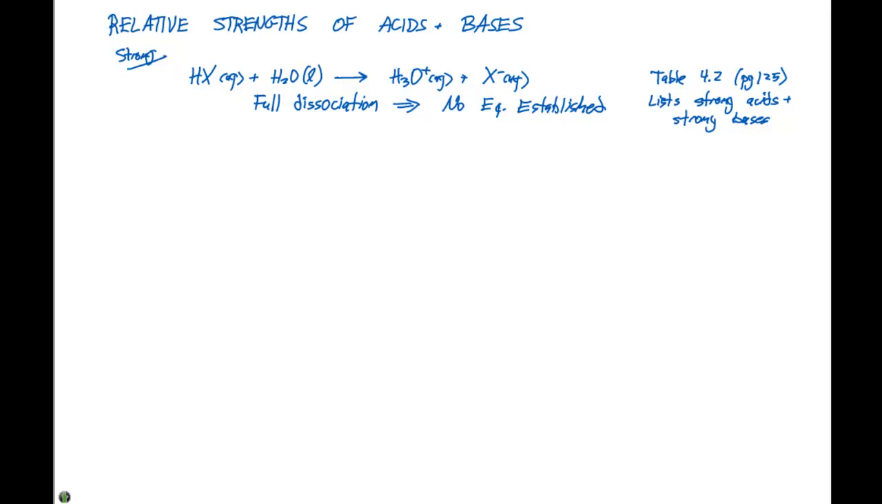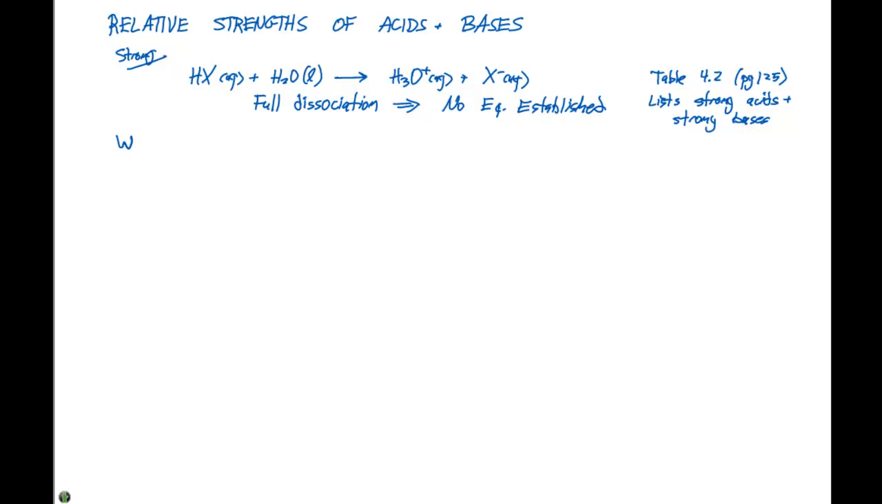So now let's look at how we would examine the relative strengths of acids and bases. For a strong acid, it's fairly easy. We have HX plus H2O liquid giving a full dissociation, giving us H3O plus X minus. And there are 15 examples of either strong acids or strong bases. If you look at Table 4.1 on page 125 of your textbook, you can see a list of those, which I gave in a previous video, and you need to know those.